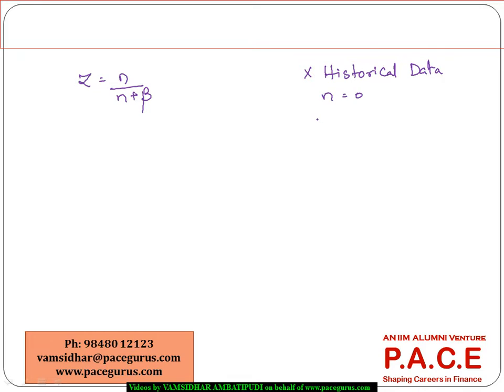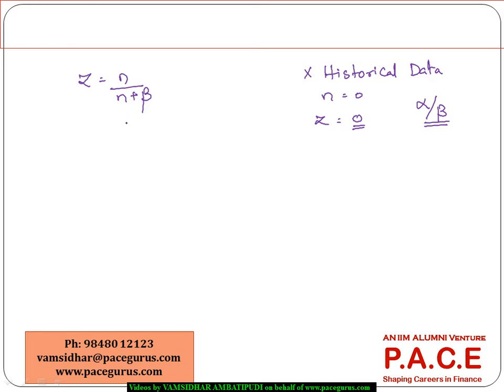So the Z is directly 0. Means I'm relying completely on the credibility of the collateral data itself to come out with the estimate of my claims for the next year. So the best estimate in that case is just the mean of my historical prior distribution, which is alpha by beta.